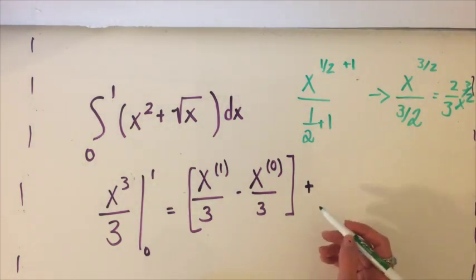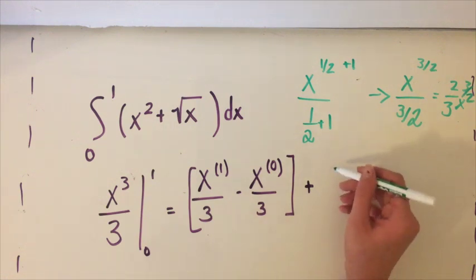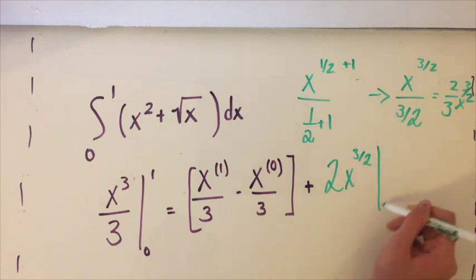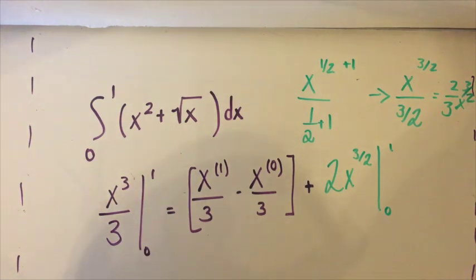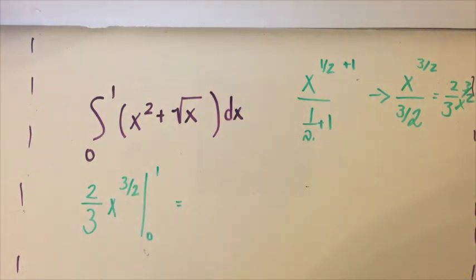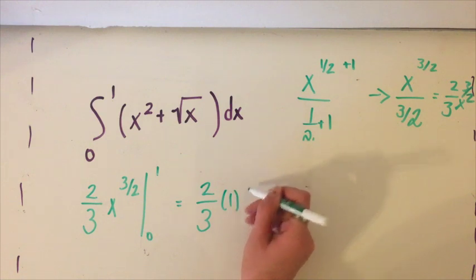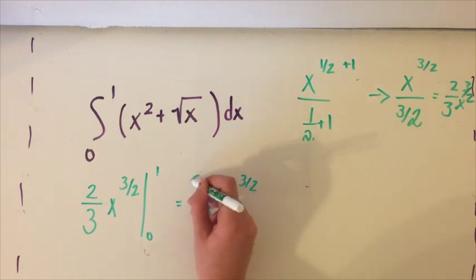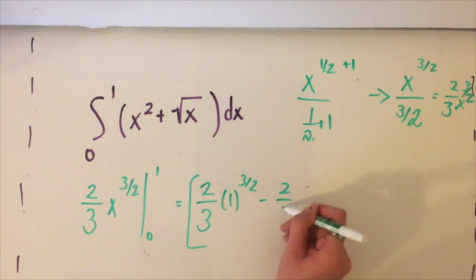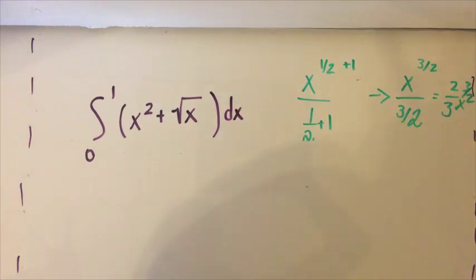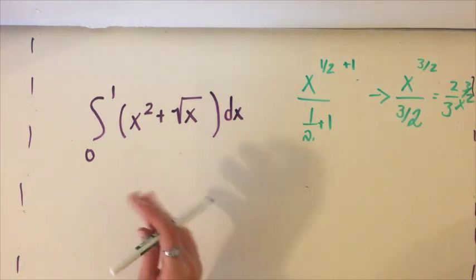Okay, so now let's go ahead and evaluate for 2/3 x to the 3/2, which I'm going to do. So it got a little messy, so I erased some stuff and moved it over to the left. So I'm going to plug in my upper bound and then subtract and plug in my lower bound. All right, so now we're going to combine everything.